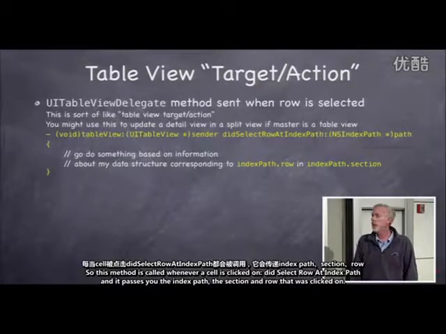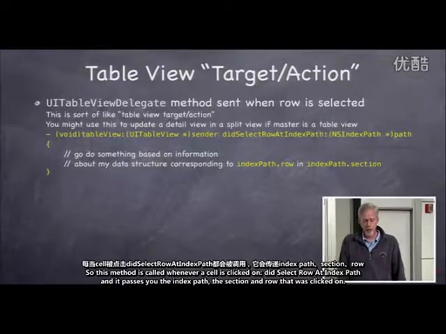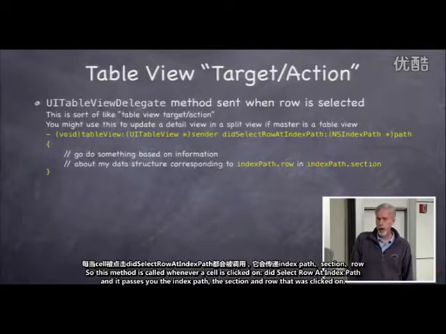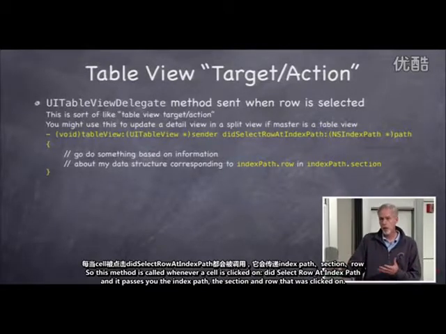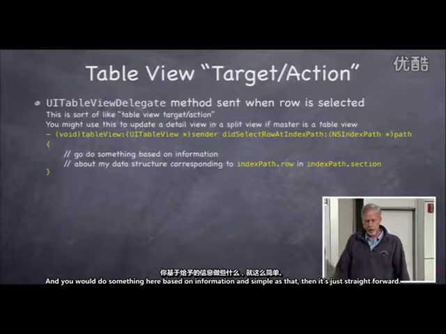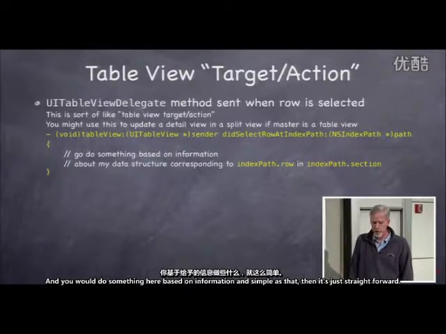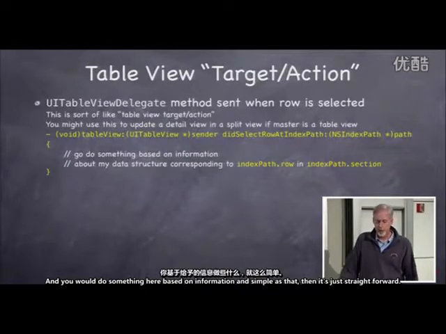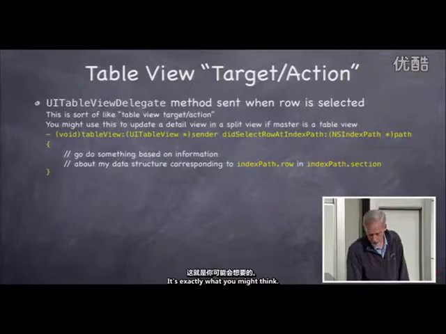So this method is called whenever a cell is clicked on, didSelectRowAtIndexPath, and it passes you the index path, the section and row that was clicked on. And you would do something here based on that information, as simple as that. It's just straightforward, exactly what you might think.